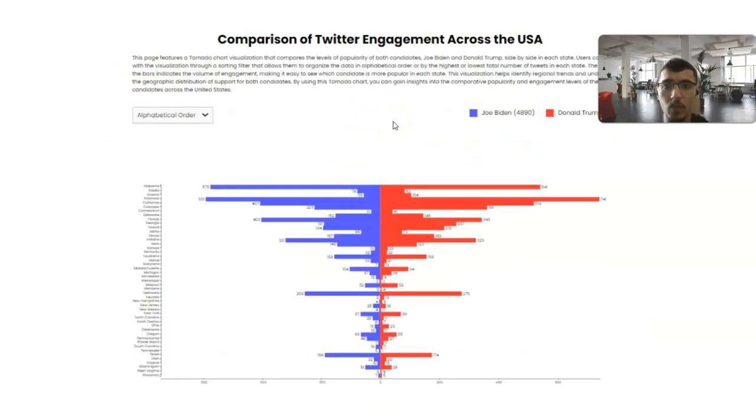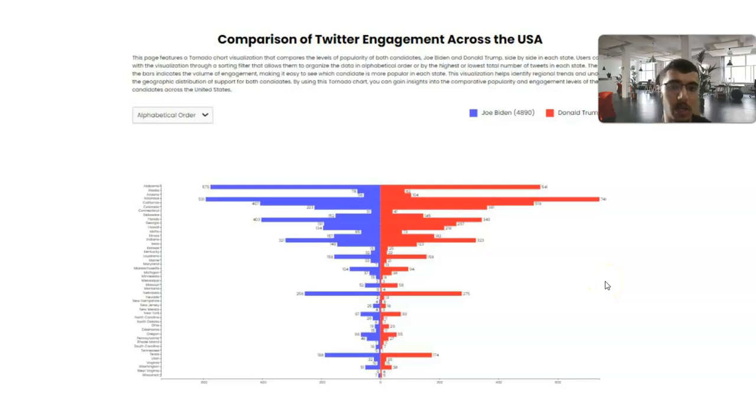The third visualization is called a tornado visualization. Now, what this visualization does is that it represents the instant comparison between the two candidates on all of the states. So we have all of the states over here, and then it shows how many tweets were pulled from that state, and then comparing the two candidates. Joe Biden is blue, and then Donald Trump is red.